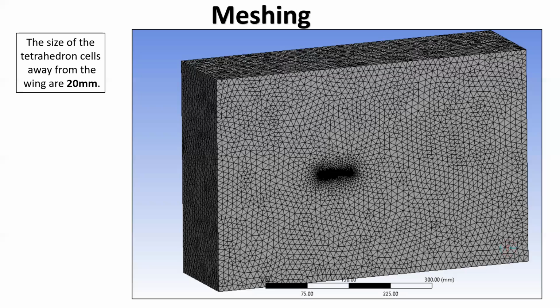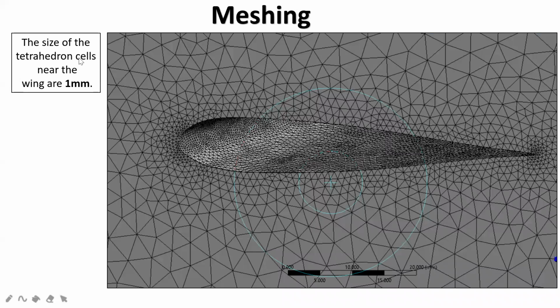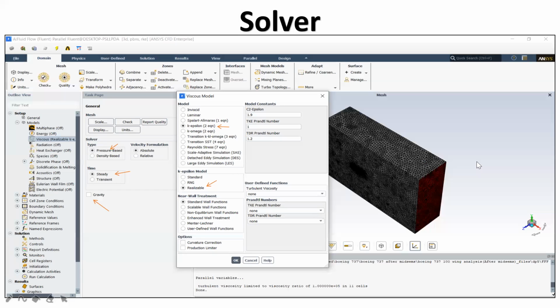Next comes the main part of the ANSYS analysis, that is meshing. We have selected tetrahedral cells for meshing, and the size of the mesh away from the wing is 20 millimeter, and the size of the tetrahedral mesh near the wing we have kept as 1 millimeter. This is a fine meshing. Now the next part will be described by my team partner Souvik Dautya.